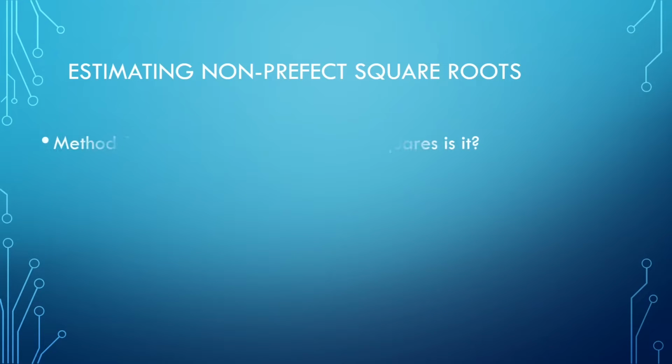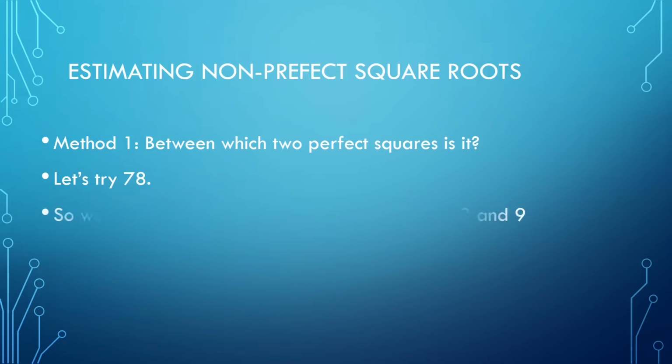Our first method is going to lead us to find between which two whole numbers is our square root, although it may not be perfect. In order to do this, the first thing you're going to do is start with any number that's a non-perfect square. 78 is a good example because if you look at your list, 78 is not on there. But if you think of your list as a number line, 78 would be somewhere, maybe between two numbers. In this case, the square root of 78 is between 8 and 9.